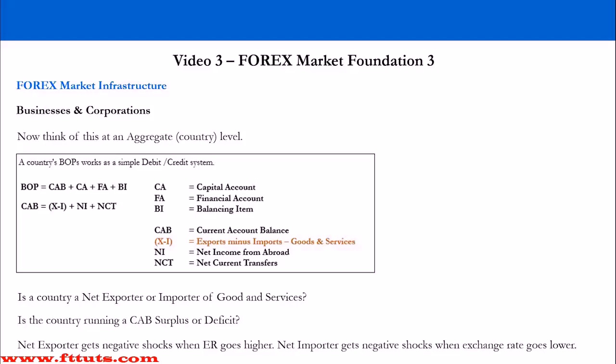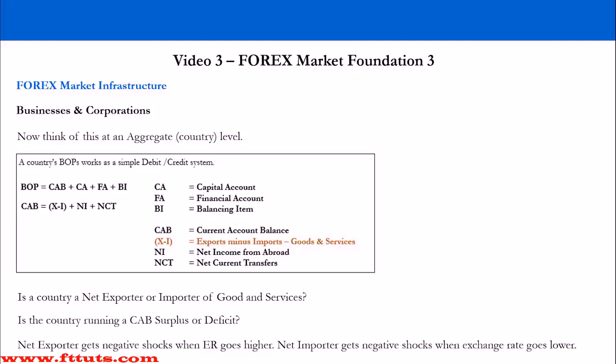So if you're smart about it, what you can do is actually go into the spreadsheet and start looking at country level numbers. And the numbers will get quite big. They can go into the trillions, but the principles stay exactly the same. A net exporter will have negative shocks when the exchange rate goes higher, and a net importer will get negative shocks when the exchange rate goes lower.